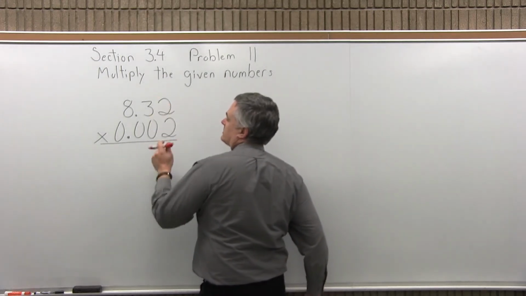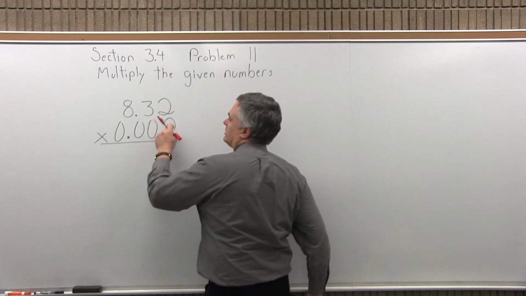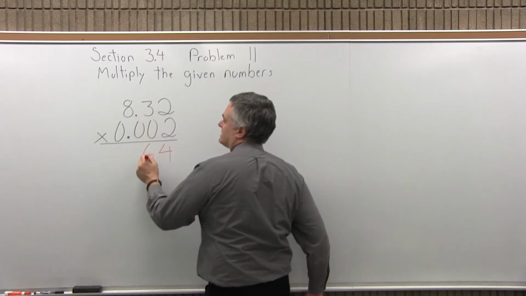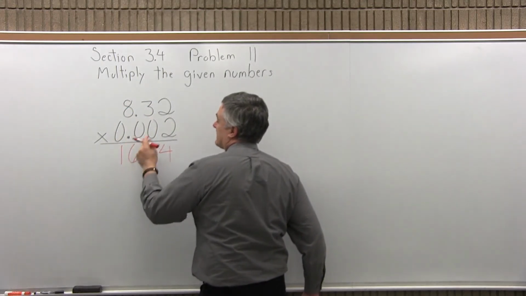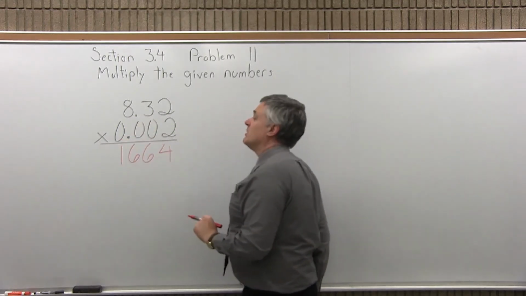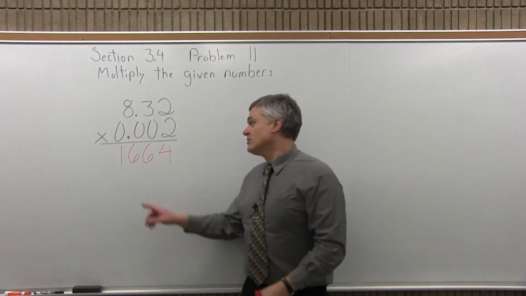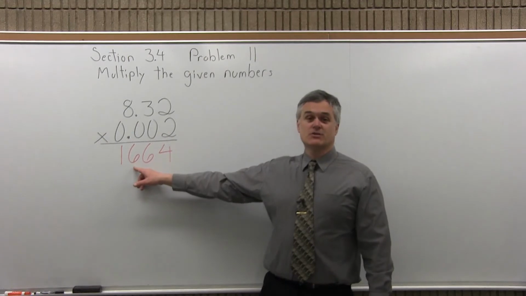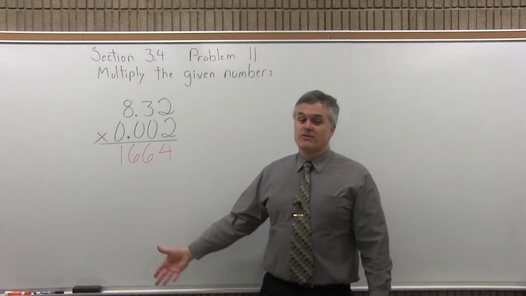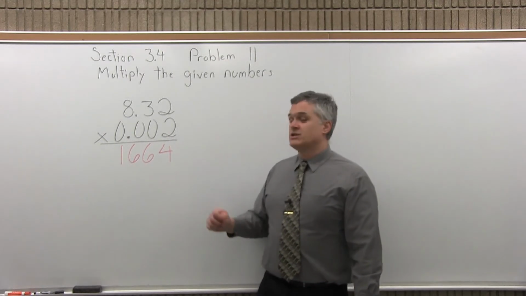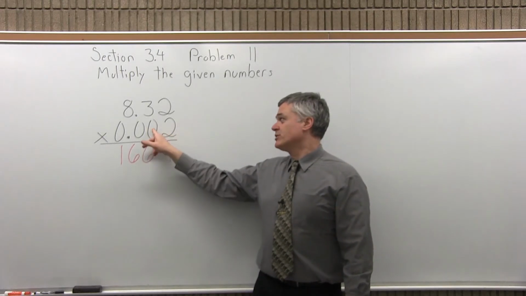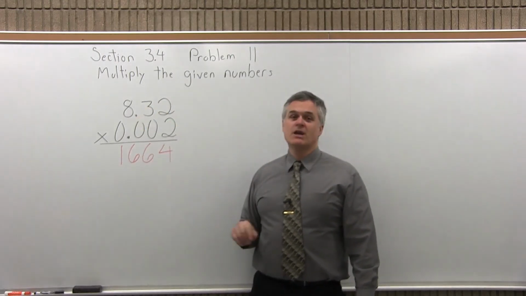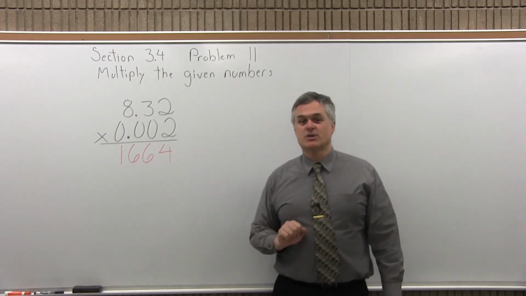So 2 times 2 is 4, 2 times 3 is 6, 2 times 8 is 16. The rest is 0. So really, if you multiply 2 times 832, the answer is 1,664. Now we have to put the decimals in, though. So how many places after the decimal in the question? Count that up. 1, 2, 3, 4, 5. 5 places after the decimal in the question.